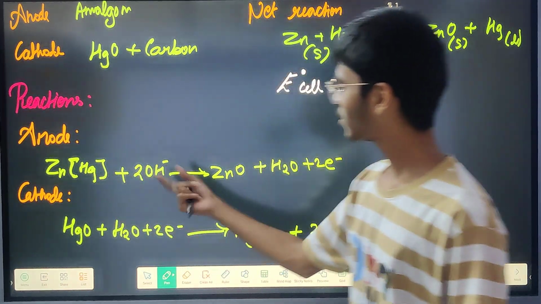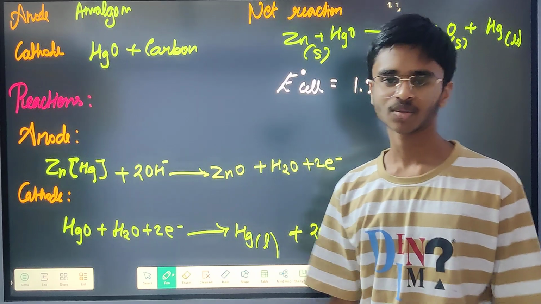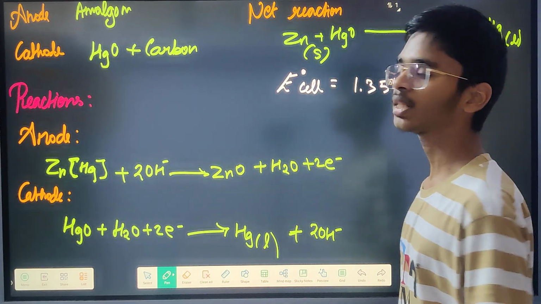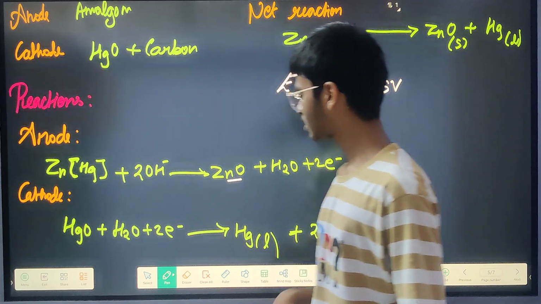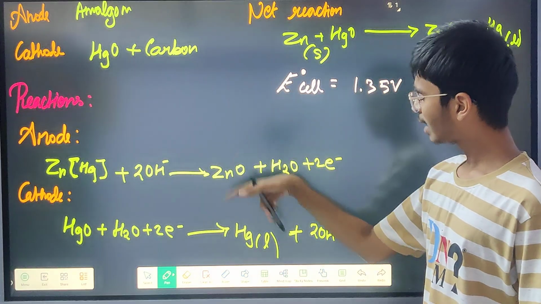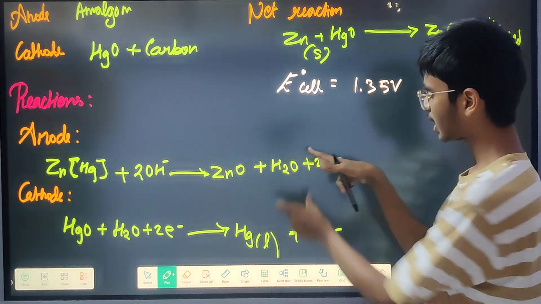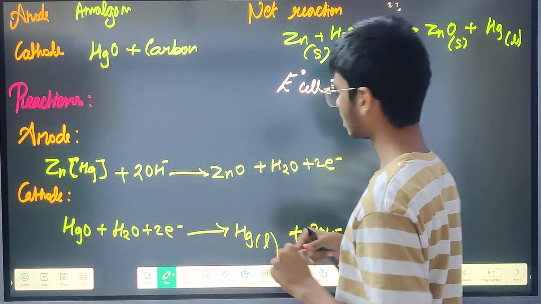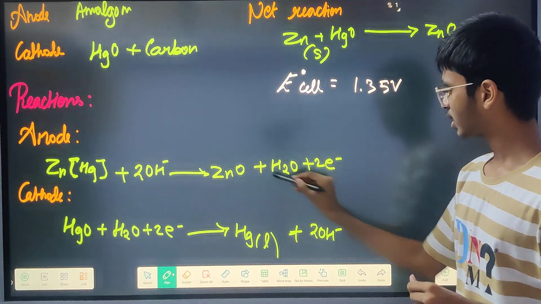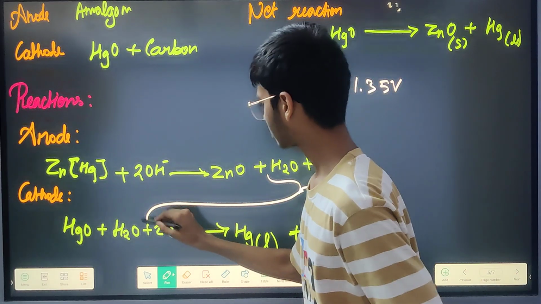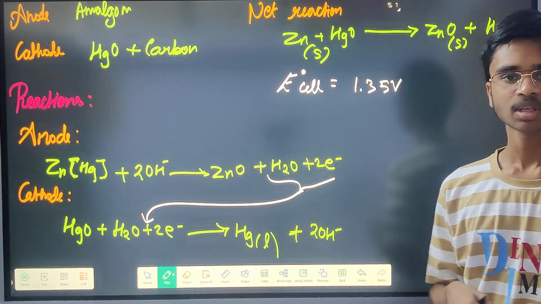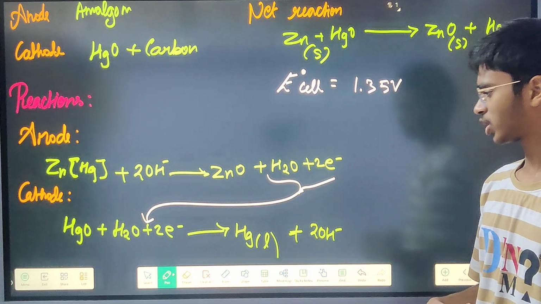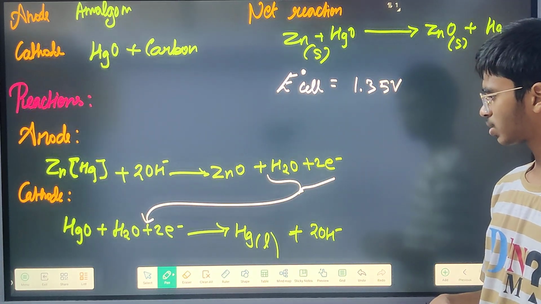So zinc mercury, when you add OH minus to it, gives you zinc oxide plus water. So this zinc oxide will be just like that. This water will be taken up with HgO, and HgO and water will be coming. Then these two electrons will be coming over here. HgO plus these two will give you Hg plus OH minus.